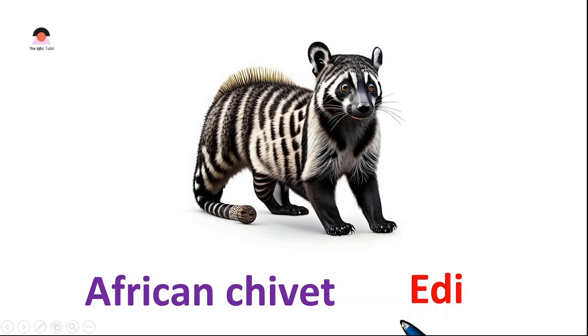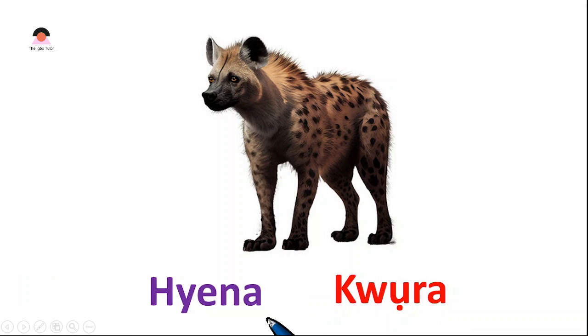Then we have next African civet. We call this edi. Some will add something else, like edi abale, which is edi for night. It sleeps so much. So we call it edi. Edi, that is African civet. Next is hyena. Hyena is called hura in Igbo language. Hura, that is hyena for you.